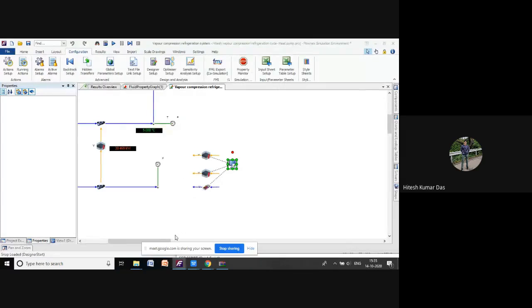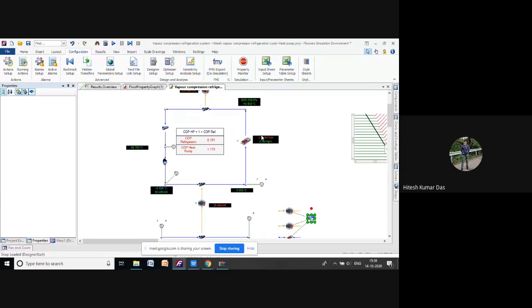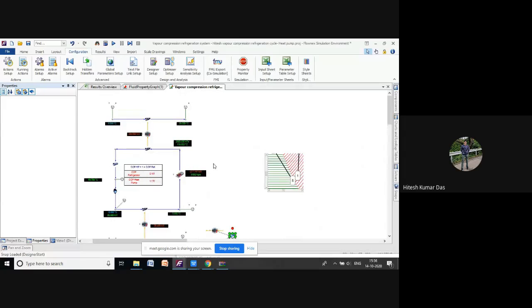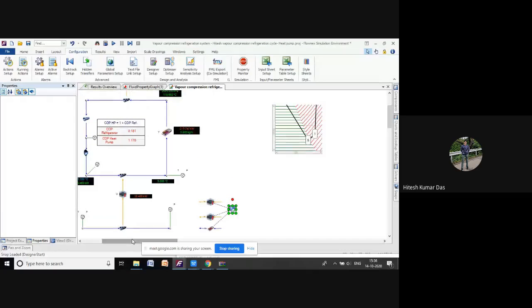This is the complete vapor refrigeration cycle. You can also use this to model the heat pump. Same network for calculation of COP. Here we have calculated COP for both the refrigerator as well as the heat pump.